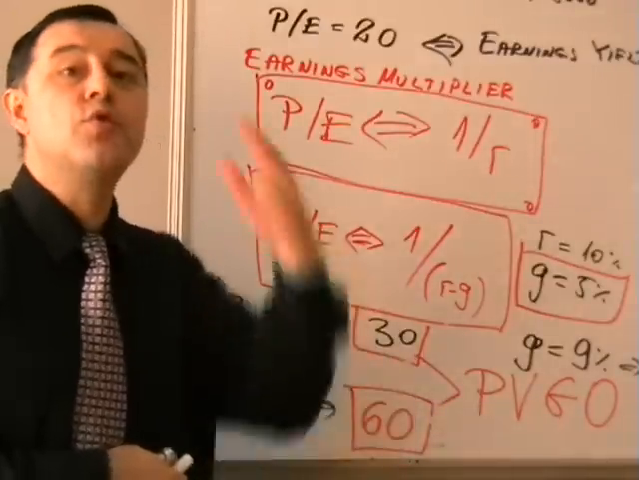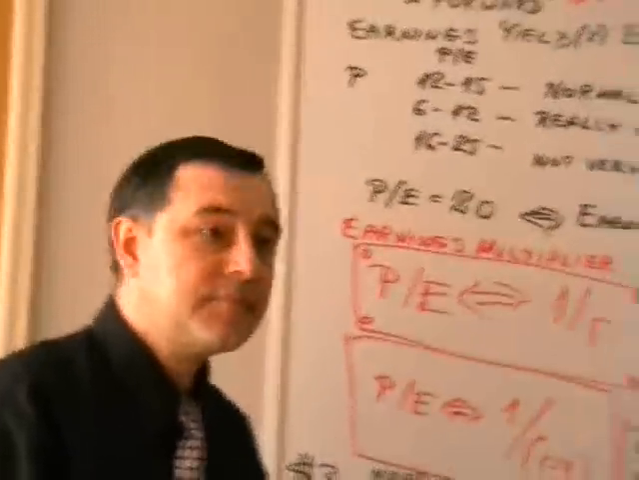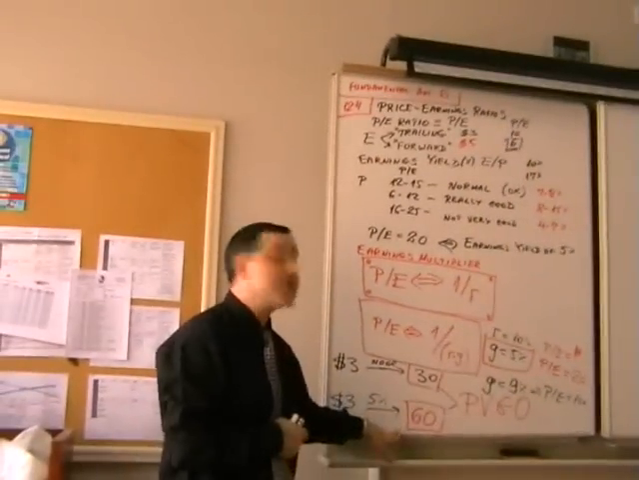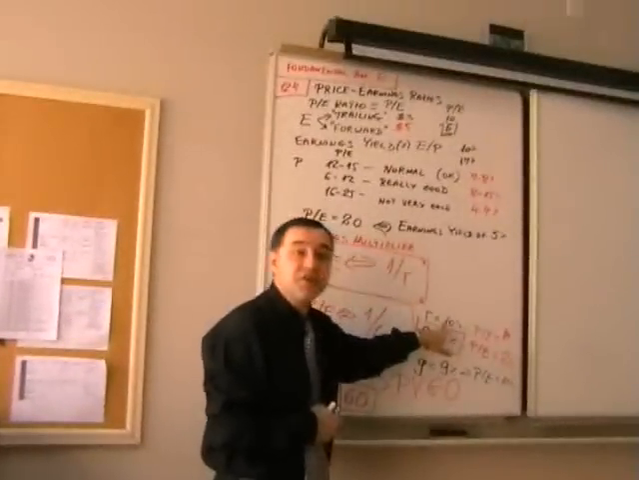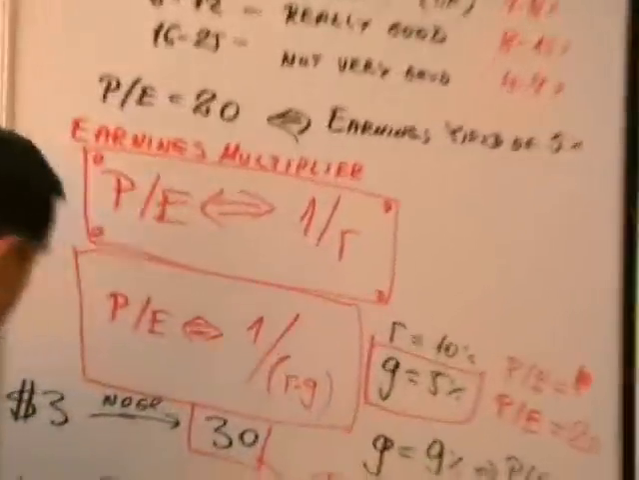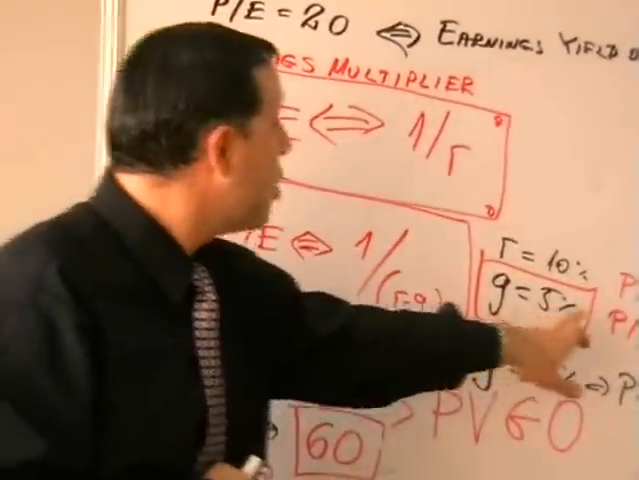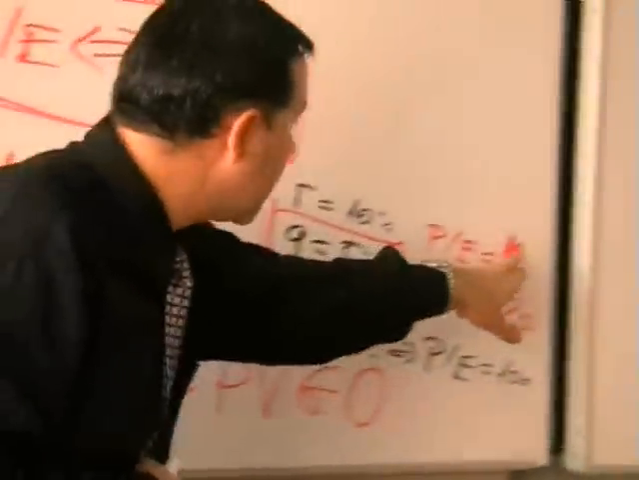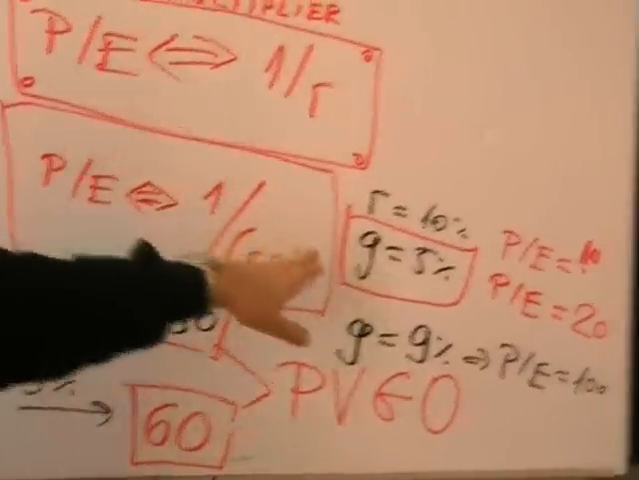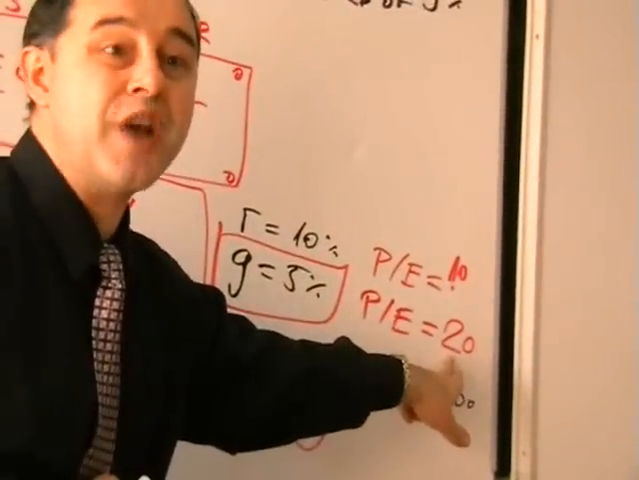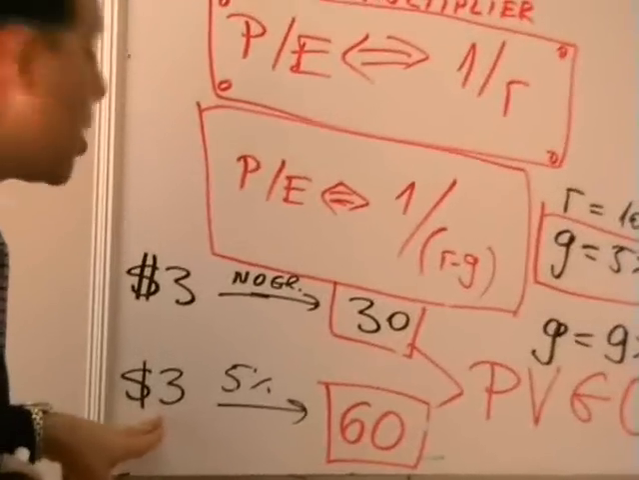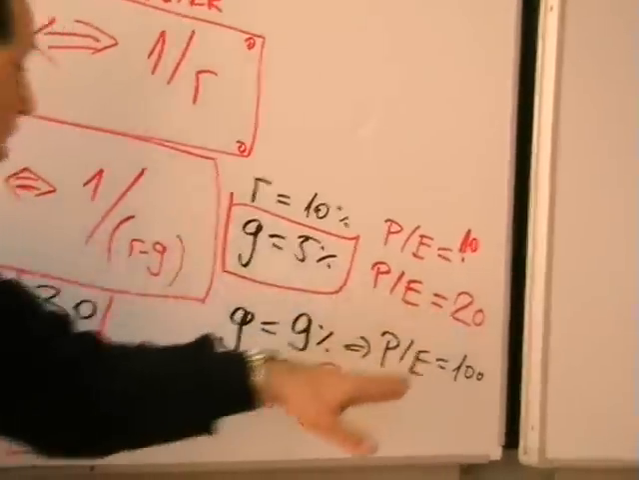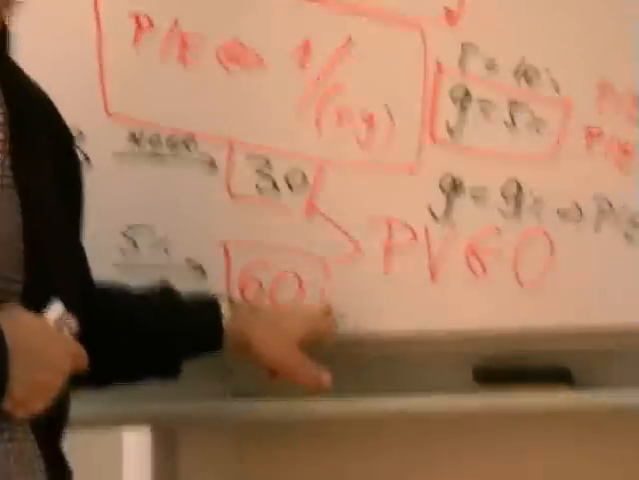Alright? So, question. How can you get 60? How did I get 60? The answer is very simple. Required rate of return is 10% as before. We assume now 5% growth. So instead of a price earnings ratio of 10, which means $3 multiplied by 10, we get 30. Now, with growth, the price earnings ratio is 20. And $3 multiplied by the earnings multiplier of 20, 3 times 20 is 60.